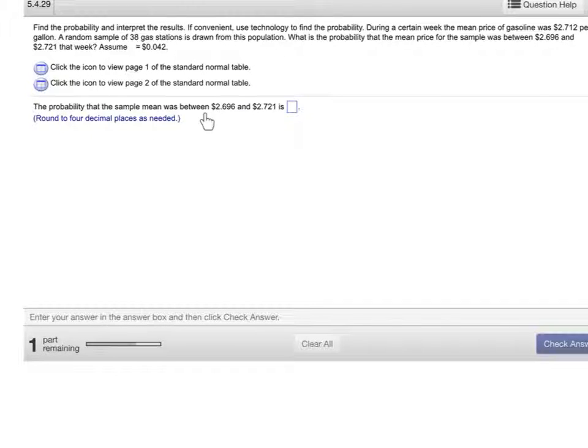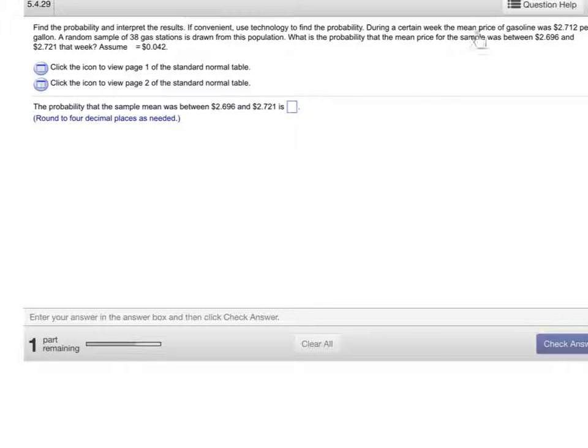Ms. Potts, I received your question. I want to find the probability, interpret the results. I guess we're working on the first part here. Conveniently, use technology to find the probability, which you probably will want to use your TI-83 calculator for.